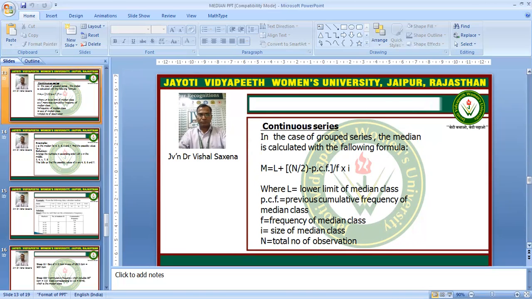Lower limit of median class interval is L. PCF shows the previous cumulative frequency of median class. F shows the frequency of median class. I shows the size of median class, and N represents the total number of observations.